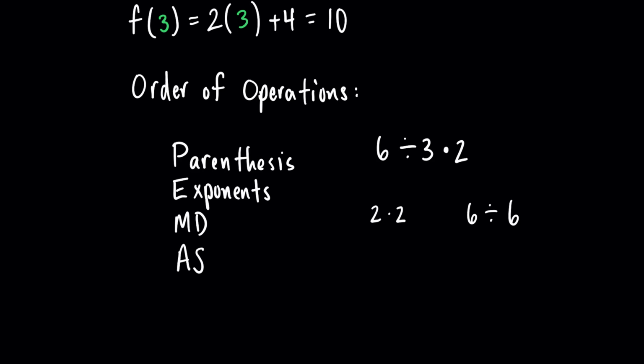So like this is one way to do it here. This is another way to do it. You get very different answers, right? So this would give you 4, whereas this would give you 1, right? 2 times 2 is 4. 6 divided by 6 is 1. So which one is it?